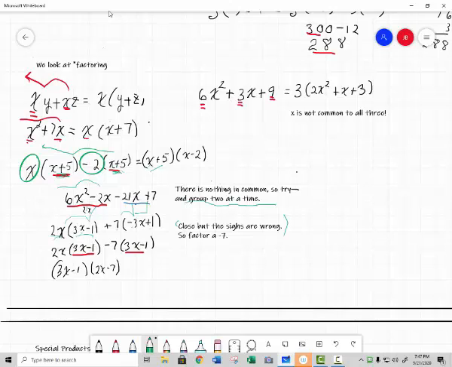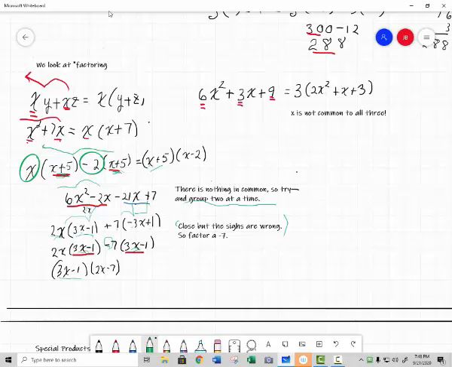So the trick is to factor a negative 7 out. That makes it a positive 3x and a negative 1. And now I have a common factor of 3x minus 1 that I can pull out and write it as 3x minus 1 times 2x minus 7.